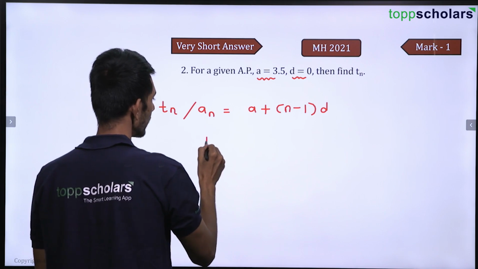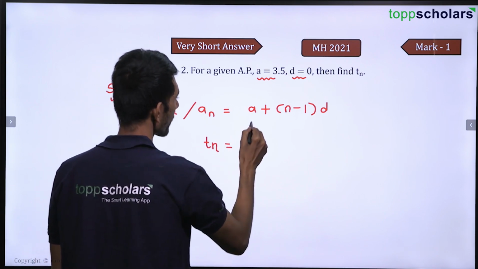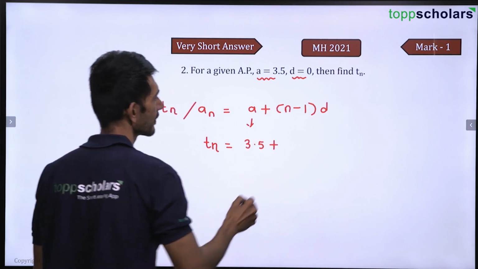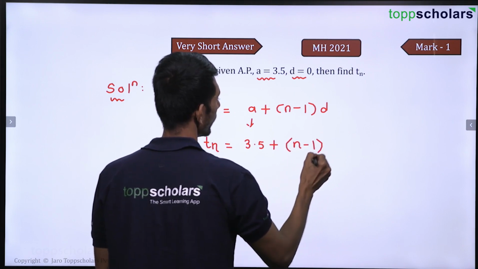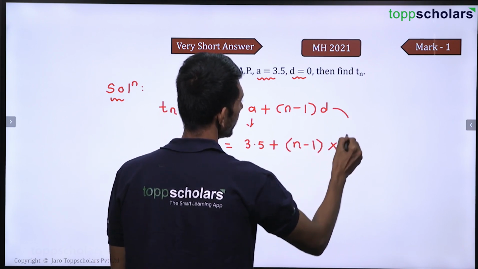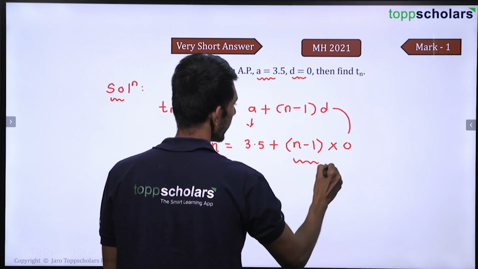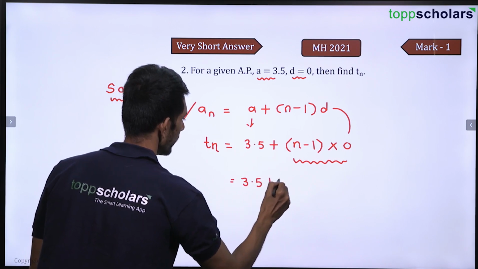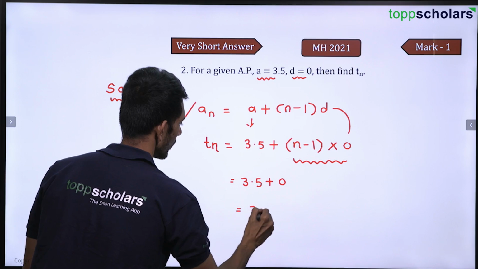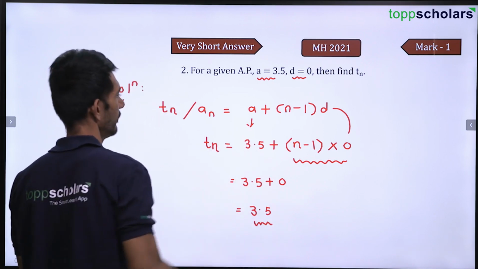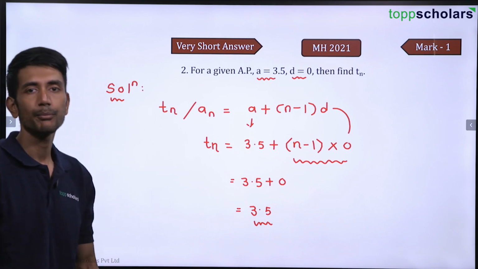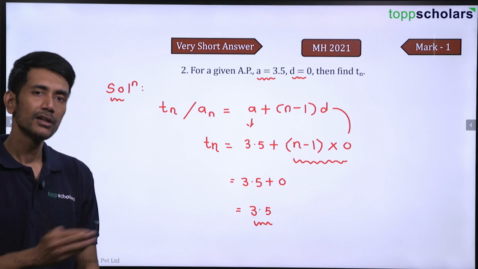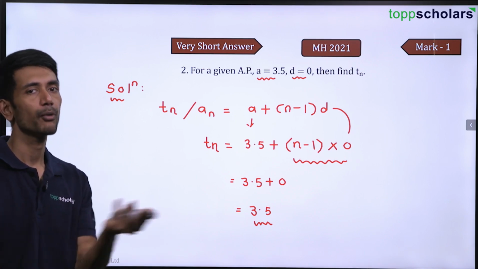So what is given? Tn is equal to A. What is A? A is 3.5 plus n minus 1 into what is D? D is 0. What will be this? Any number into 0 is 0. So that becomes 3.5 plus 0. That is equal to 3.5. Easy. So 3.5 is your final answer. Obviously, because the difference is 0, there is no difference. So every term will be the same 3.5, 3.5, 3.5 and so on.